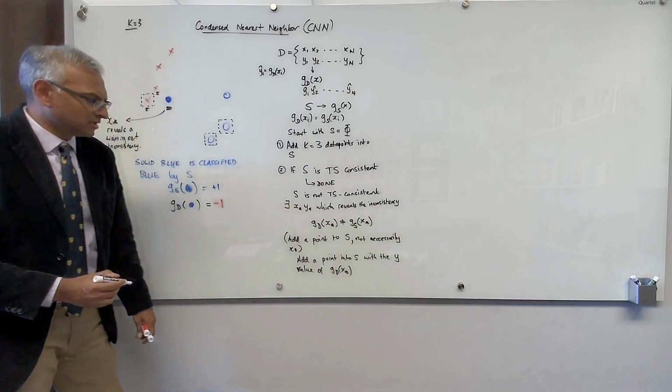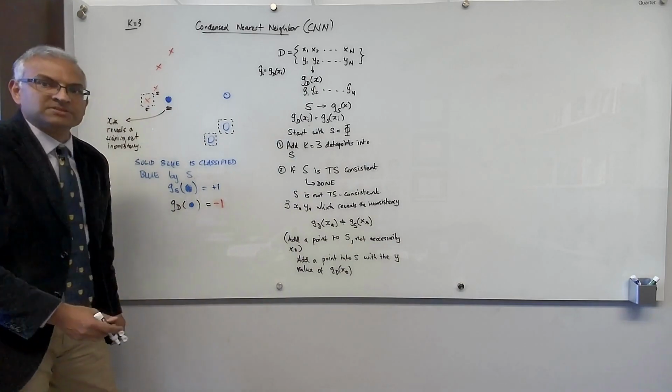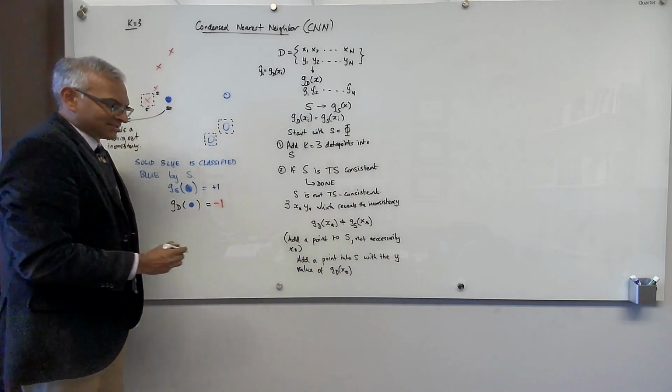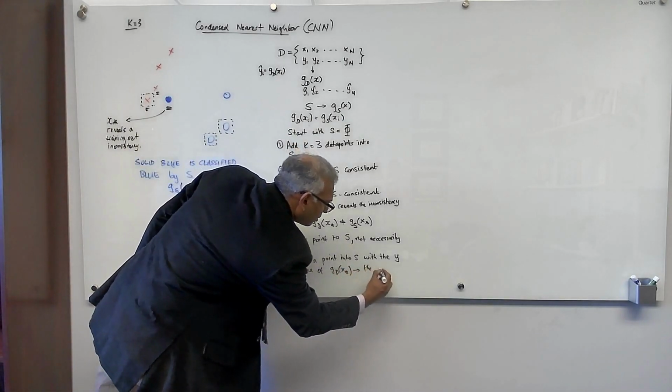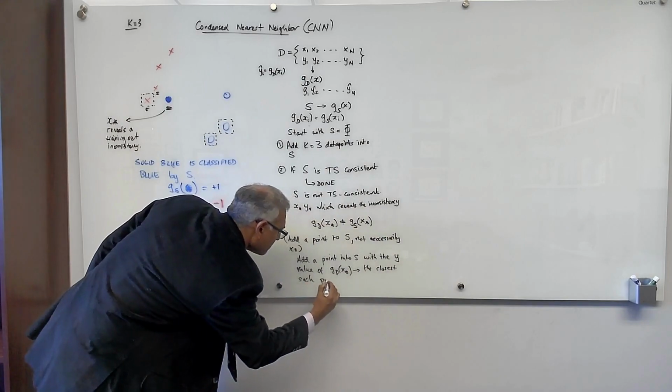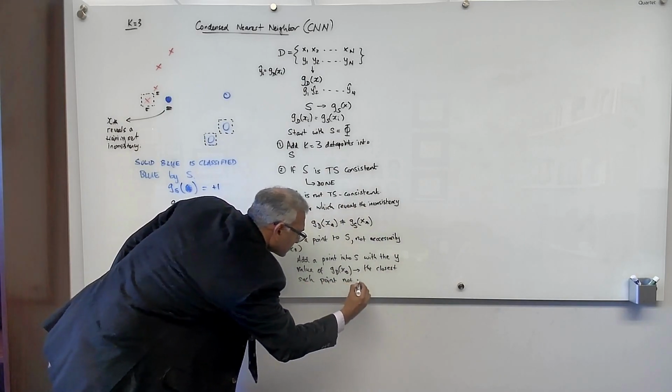Add a point into S. Which point? That's where X star comes in. Add the closest point to X star that's not already in S. The closest such point not in S.